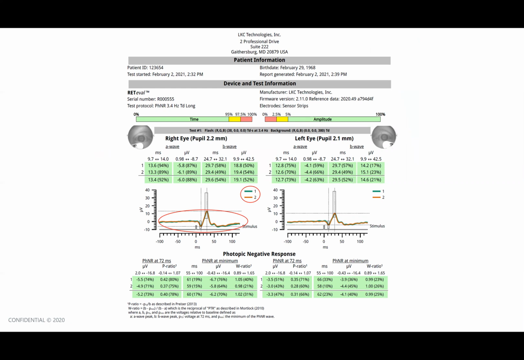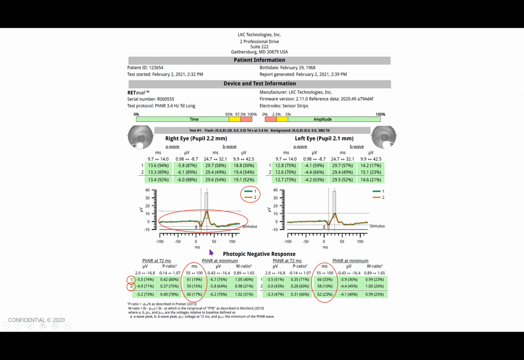You can see that both tests pretty much overlap each other, the waveforms, and that indicates a good reliability, a good consistency between measurements. The first test results are indicated on this first line here. The second test results are indicated on the second line, and the third line indicates the average of the two. I always look at the PhNR at minimum on both of these eyes.